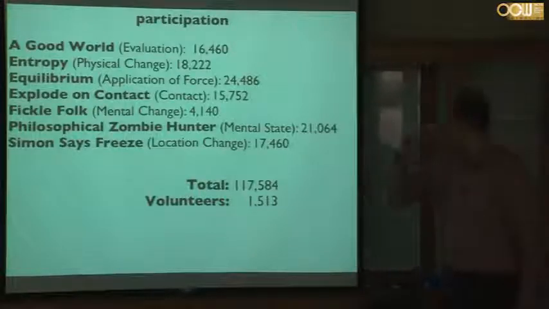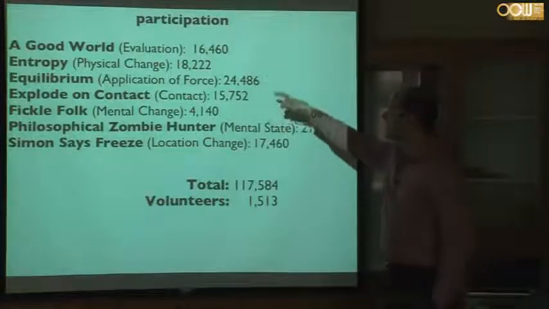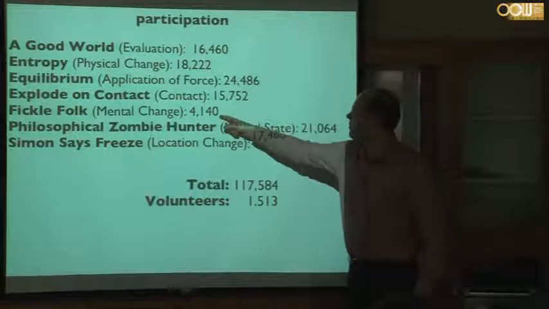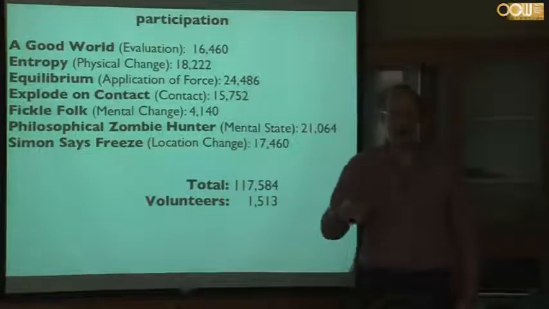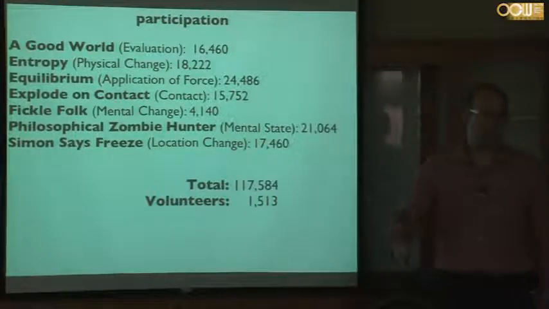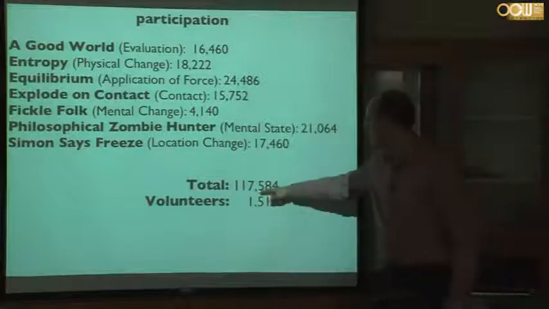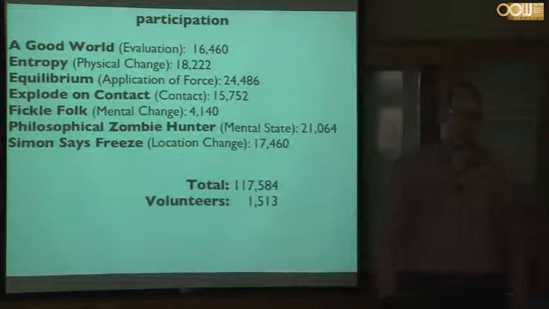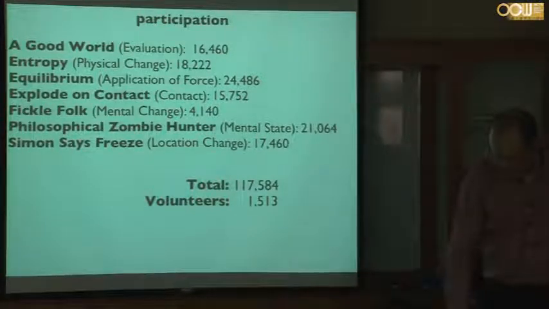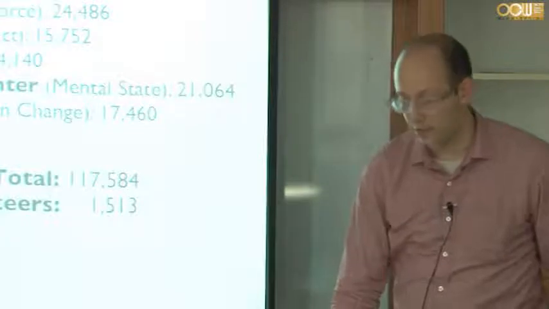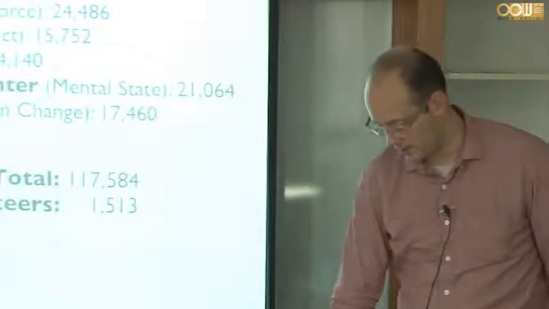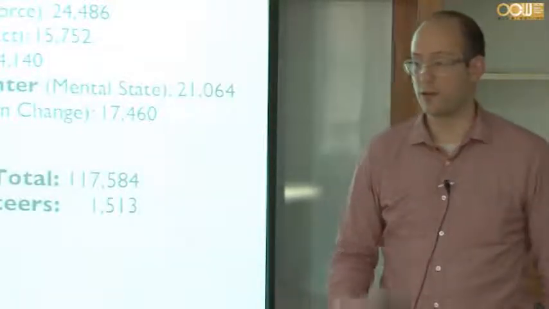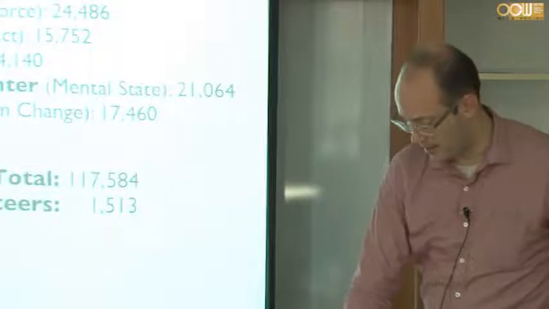And here's actual participation. This is how many judgments we have in each of our tasks. It's usually around 20,000 so far. Fickle Folk, we've only got 4,000. This is the one on changing your mind, basically. That's because it's a new task I just added a month ago. We have a total of almost 120,000 judgments from 1,500 participants. And that's, again, in the first half year, a little less than half a year since we started collecting data. So this shows that we can get people to give a lot of judgments. Obviously, we don't have 30 million yet, and I'll talk about that in a bit.